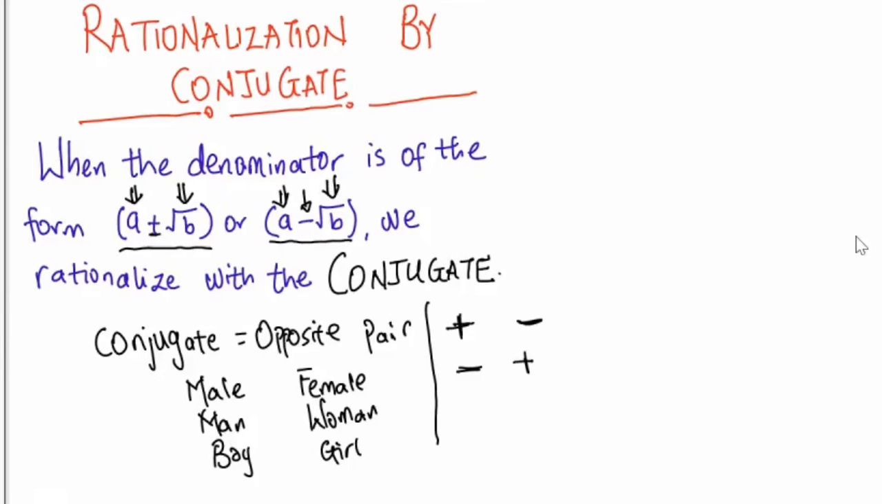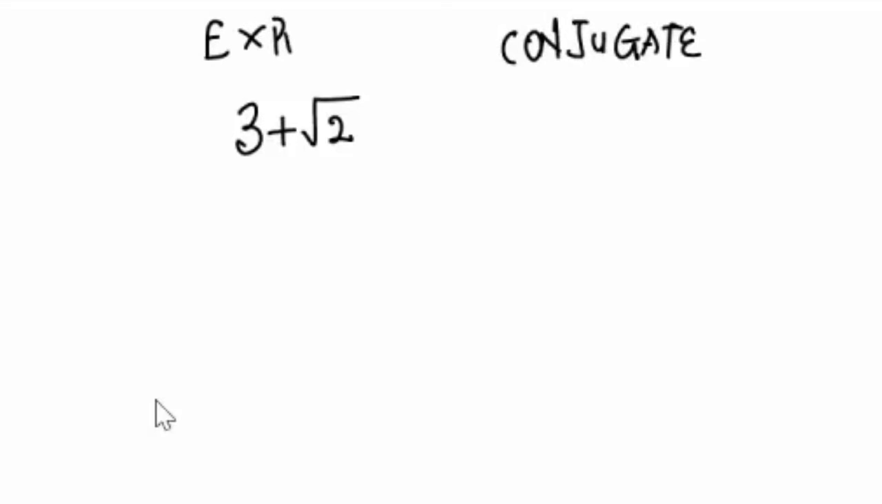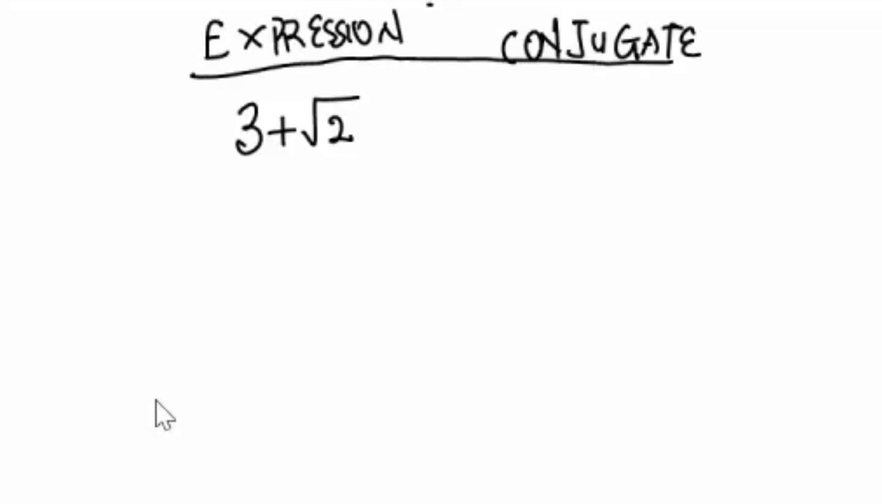So when we say conjugate, what do we mean in mathematics? If I have, let's say, 3 plus root 2, let's take this as the expression, and then we have the conjugate on the other hand. So we have the expression here, and then we have the conjugate. So if the expression or the denominator is 3 plus root 2, then our conjugate will be 3 minus root 2.